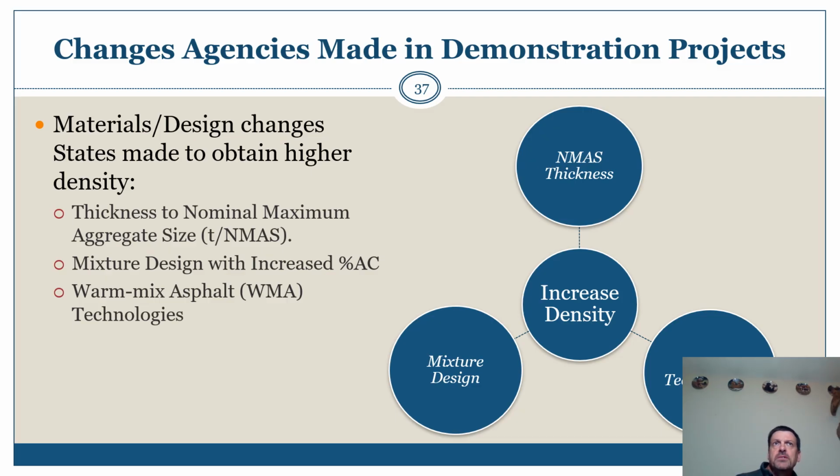Now, the agencies could also make changes, right? So DOTs could say, hey, we want to try to change something to increase density, and the things that they changed were the thickness, or the nominal thickness to nominal maximum aggregate size ratio. They used warm mix technologies, or they changed the mix design in one form or another.